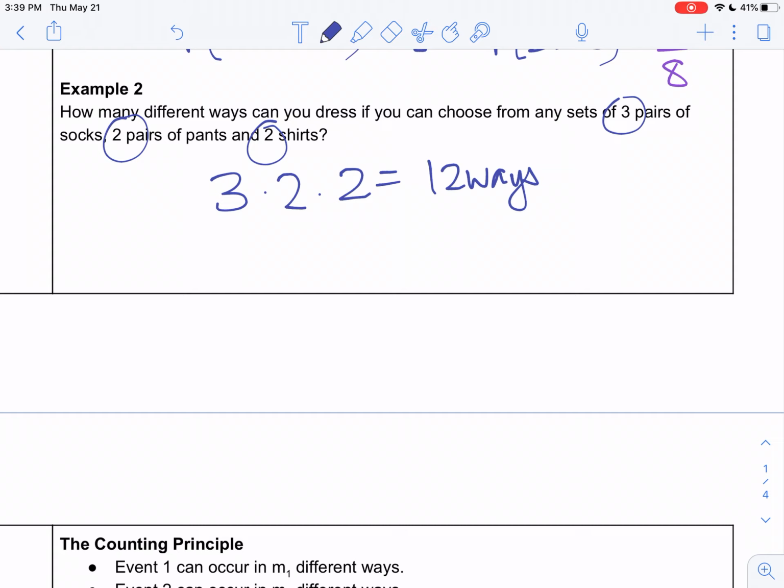If you wanted to, you could start out by drawing your 3 pairs of socks. From each of those socks, you can get 2 pairs of pants. My pants don't actually look like pants.